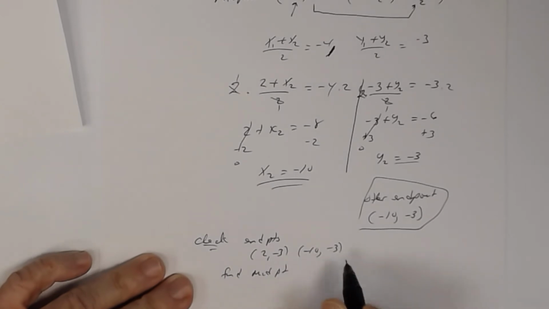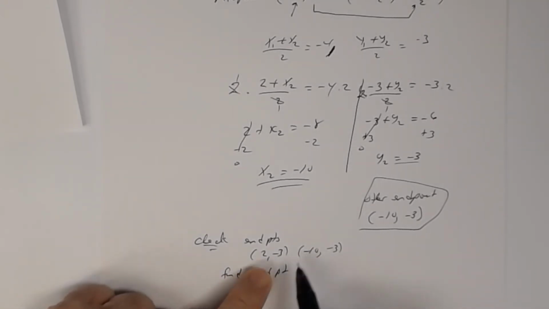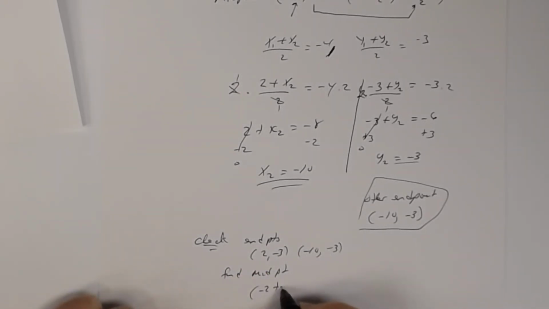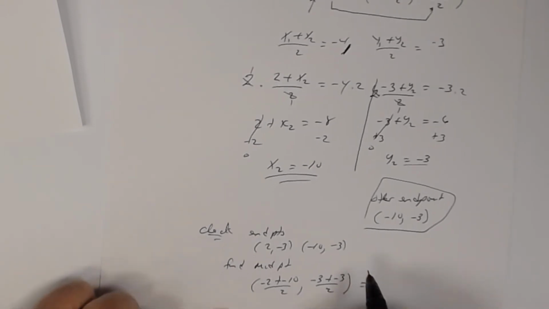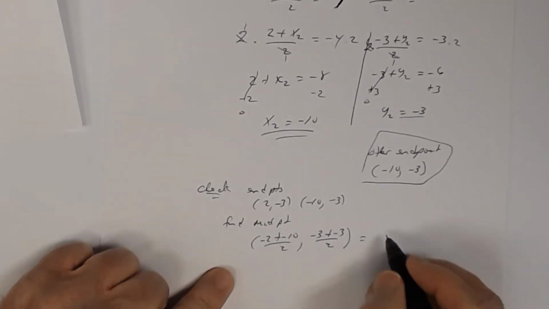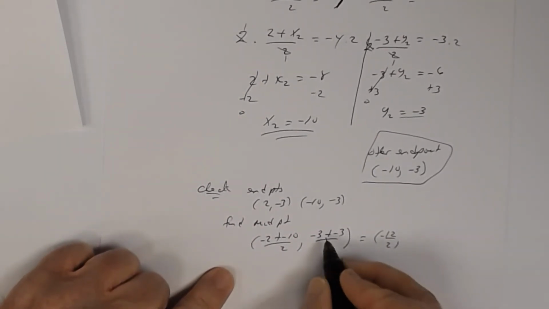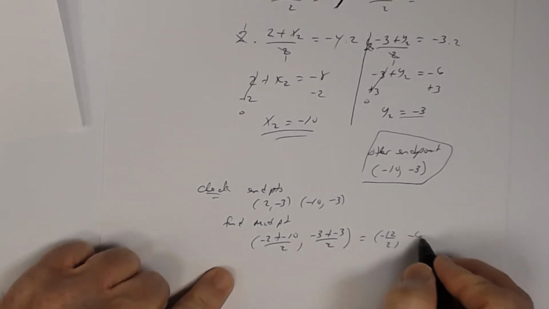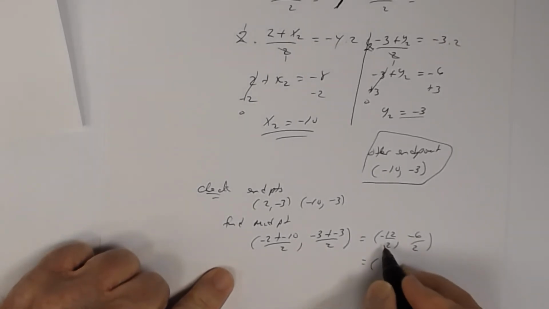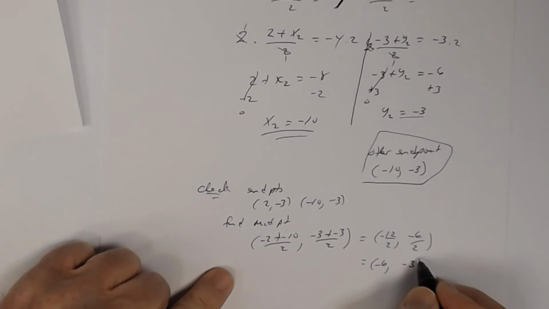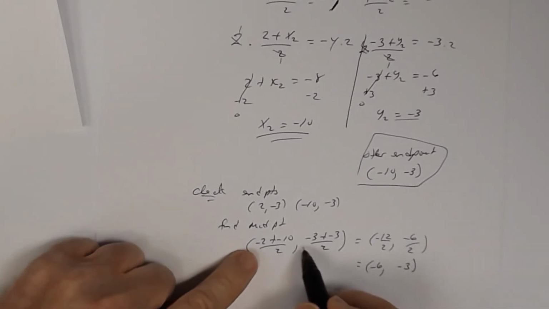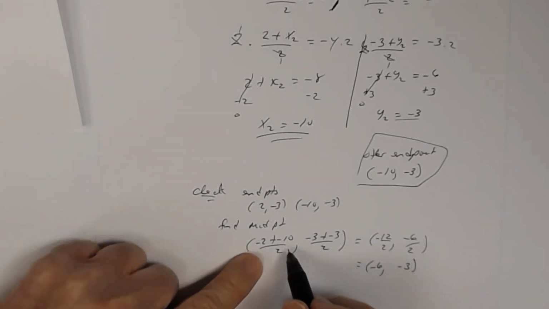To find the midpoint, remember, you add your x's together and divide by 2. 2 plus negative 10 divided by 2. And then your y-coordinates, negative 3 plus negative 3 divided by 2. 2 and a negative 10 is a negative 8 divided by 2. Negative 3 and a negative 3 is a negative 6 divided by 2. And notice what happens. Negative 12 divided by 2 is a negative 6. Negative 6 divided by 2 is a negative 3. I'm sorry. Let me go back and redo this.